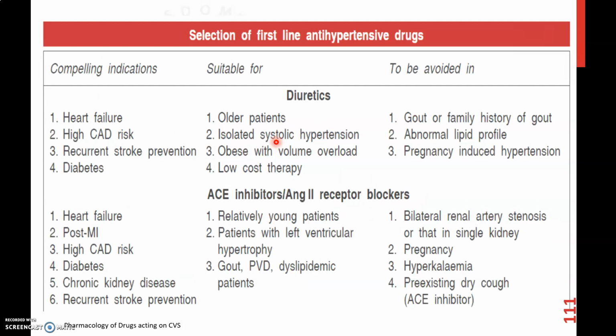Now this is the classification of first line antihypertensive drugs for different conditions. In heart failure, a diuretic is suitable for older patients and should be avoided in gout and family history of gout. Then these are some first line antihypertensive drugs and the cases where they can be used, which they are suitable for, and which are to be avoided.